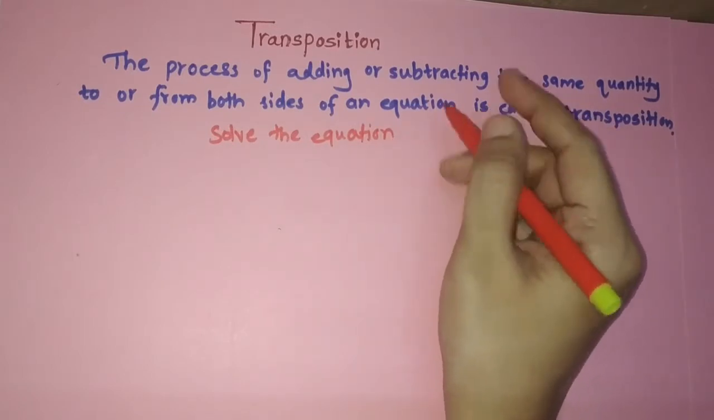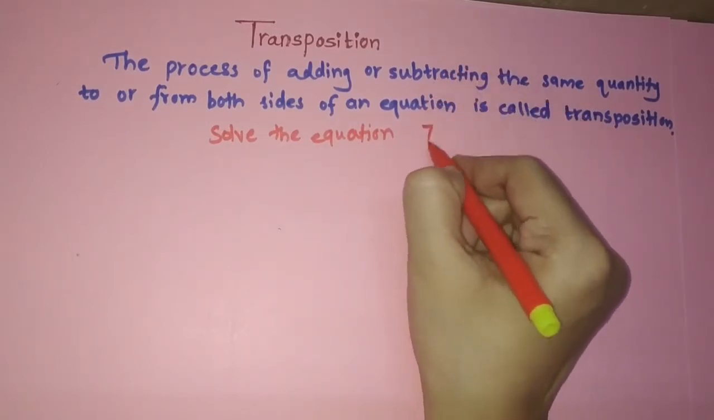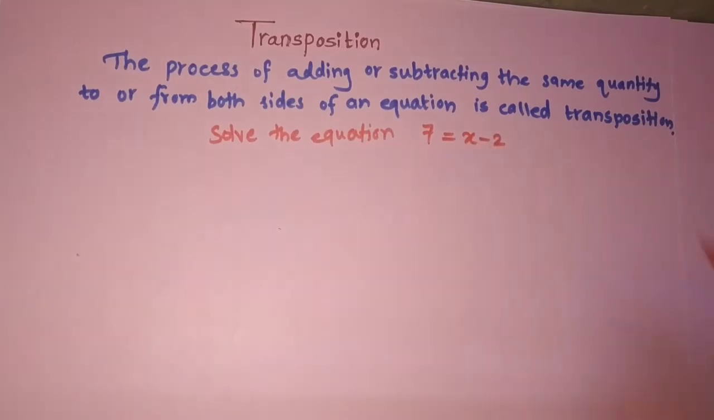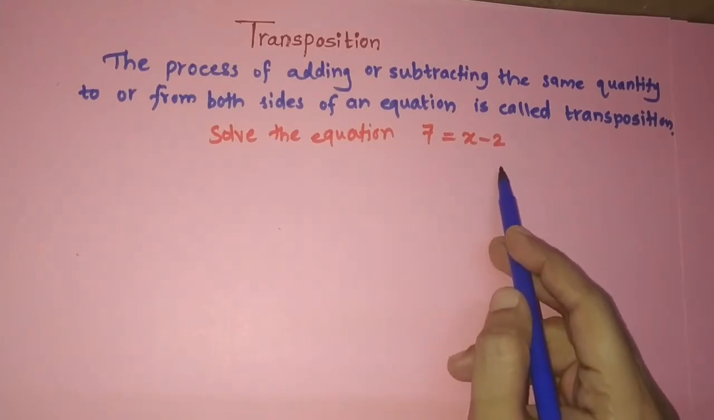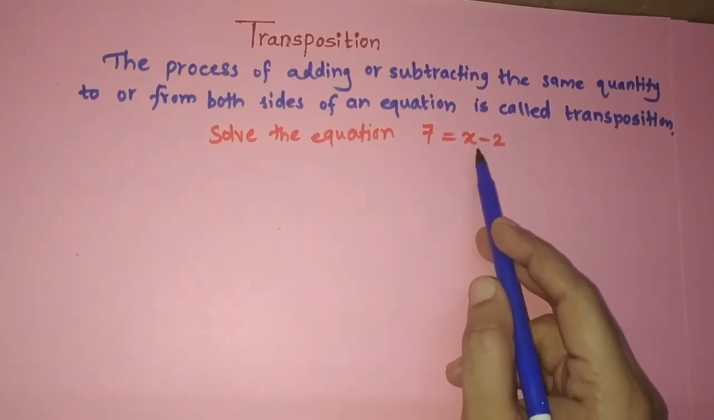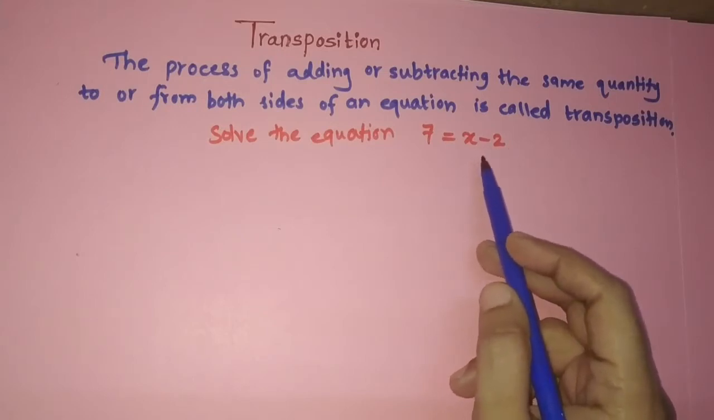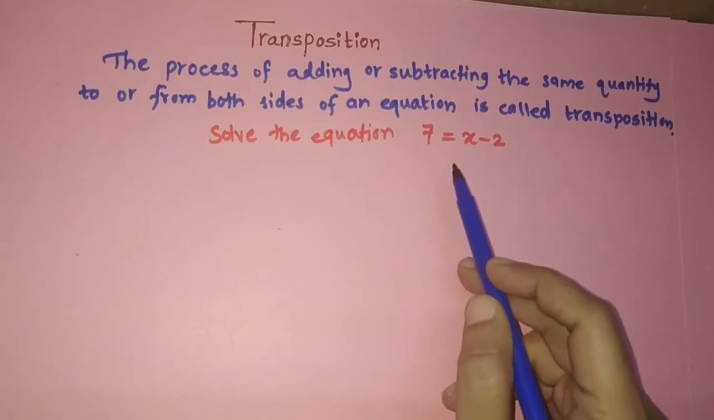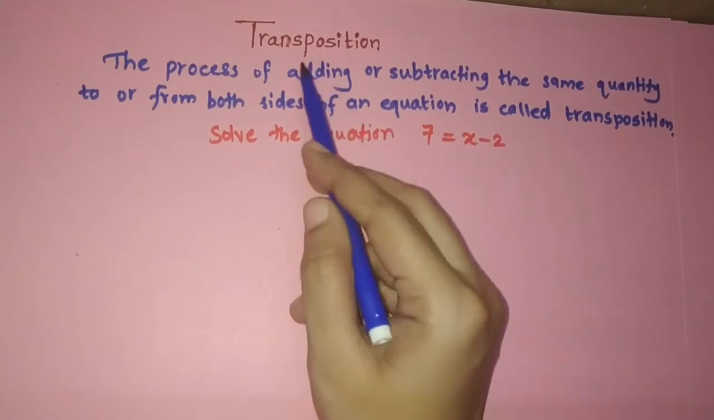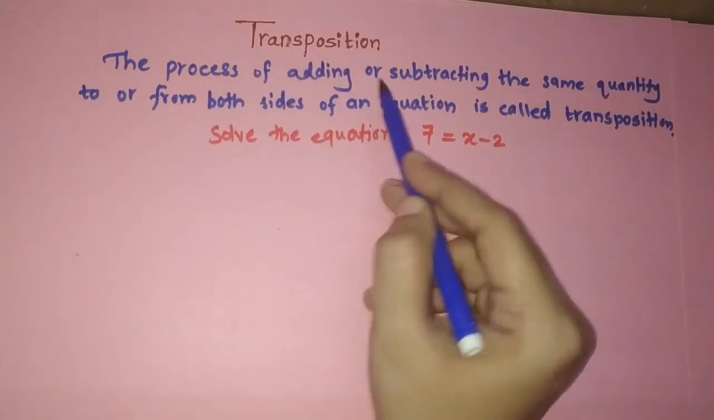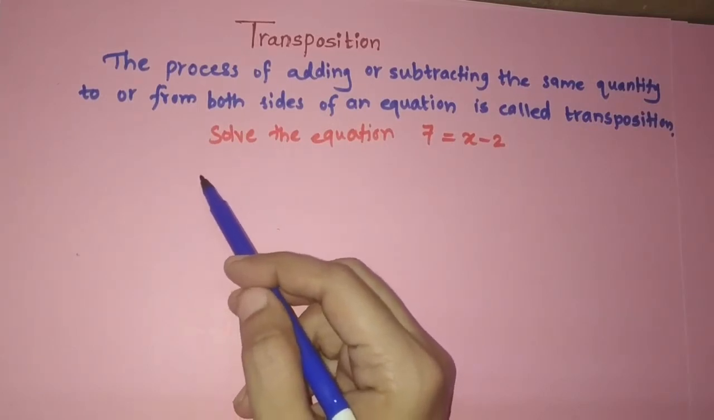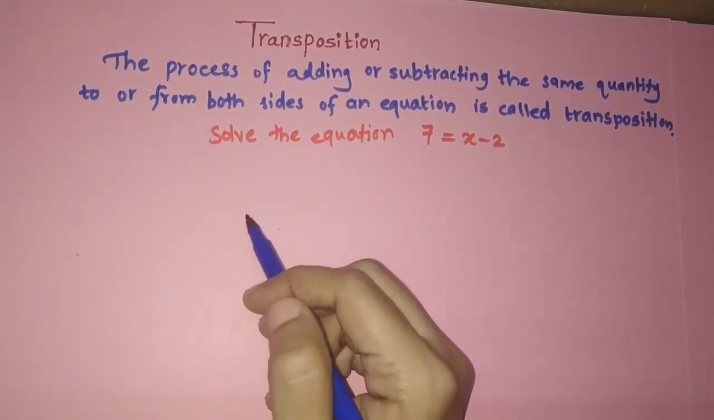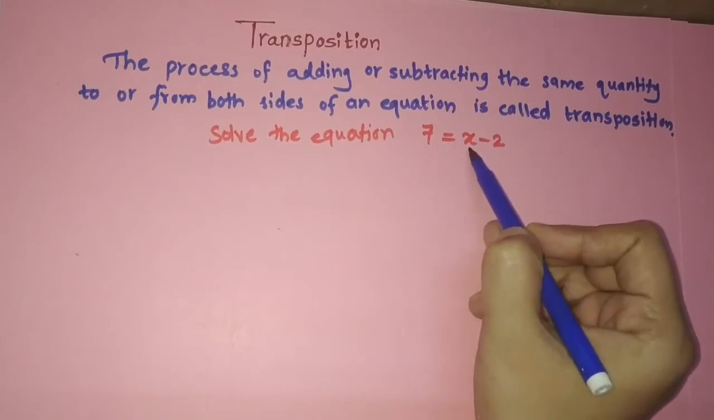Here the equation is 7 is equal to x minus 2. So friends, now we need to solve this equation. 7 is equal to x minus 2. Here I want to find the variable x, which is unknown. To find it, we need to follow a procedure, that is transposition here. The process of adding or subtracting the same quantity to or from both sides of an equation. I want to find the value of x.